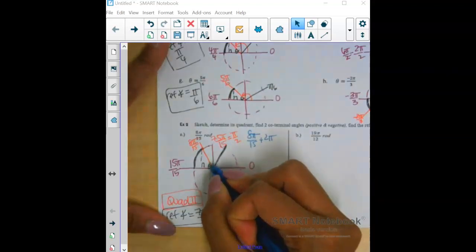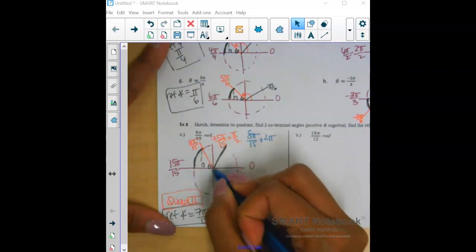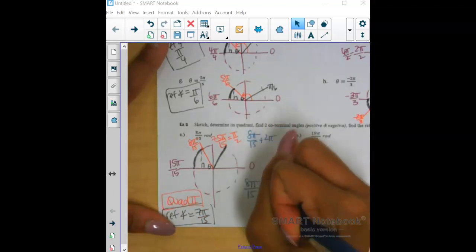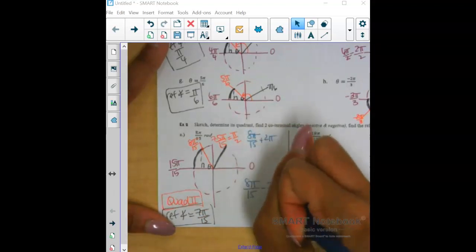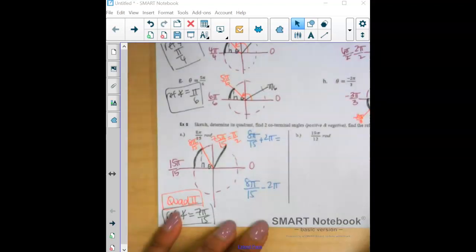If you're going clockwise, it's going to go around this way, and you want it to land right on top. But remember, when you're doing clockwise, that's going to give you a negative answer. So 8 pi over 15 minus 2 pi. Good job with knowing that you're supposed to add and subtract something. That's extremely important. So all I need to do from here is actually find that number. Let me go ahead and simplify.